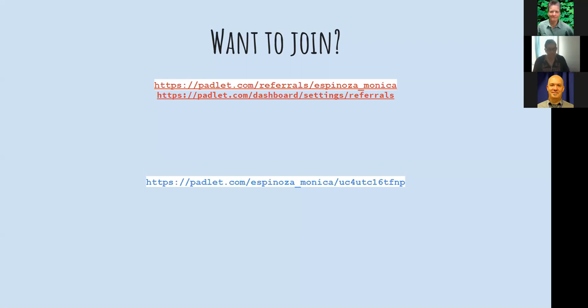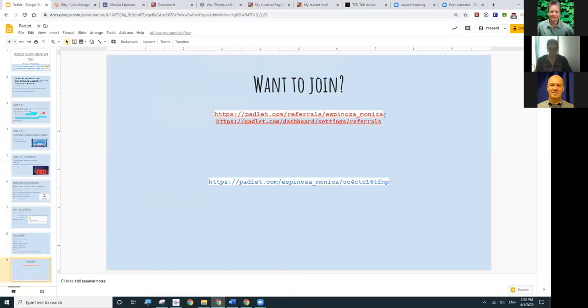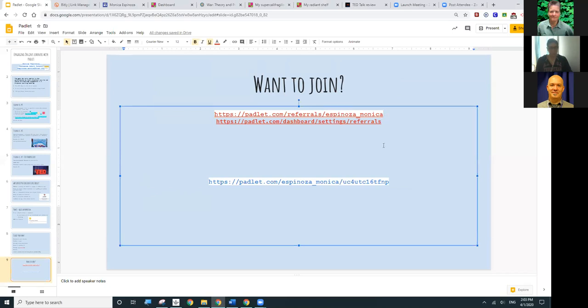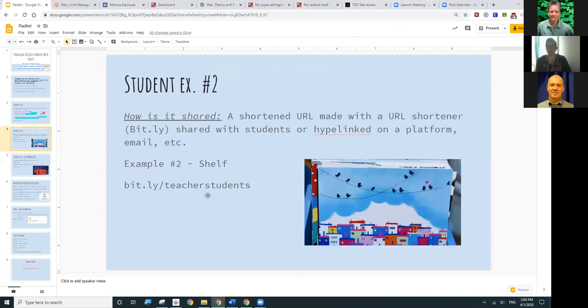I customized a URL for you, which was bit.ly/teacher-students, which is definitely easier than UC4UTC. I hope that answers that question. Anything else? I believe so. And I think there's just a little bit of confusion about the bit.ly. So bit.ly is something different than Padlet. Any kind of long convoluted URL or address, if you want to make it much simpler, you can use Bitly or another shortener to create an easier URL to remember. So that you showed us, for example, bit.ly/teacher-students, right? Yes.